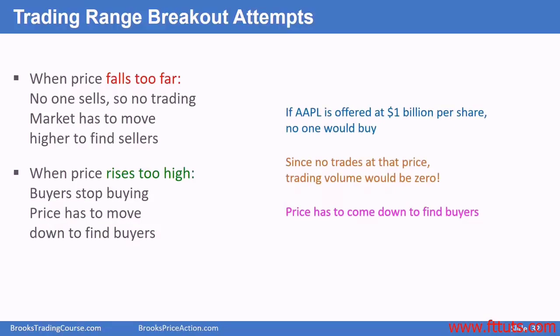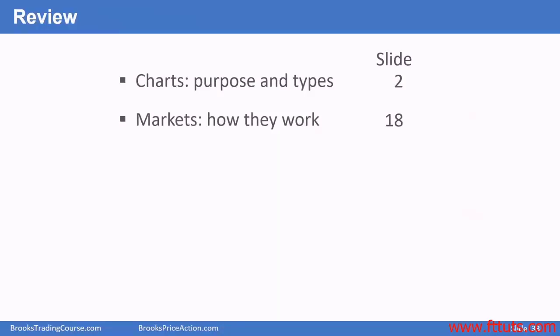Let's say, for example, Apple is being offered at $1 billion a share. No one would buy. Since no trades would take place, the volume would be zero. The price has to come down to find buyers. In this video, I talked about the purpose of charts and the types of charts, and I also talked about how markets work.